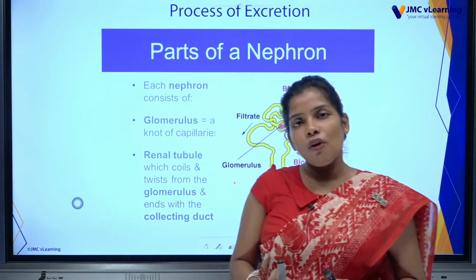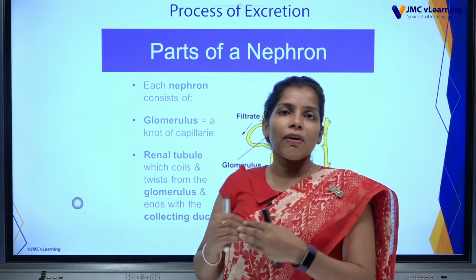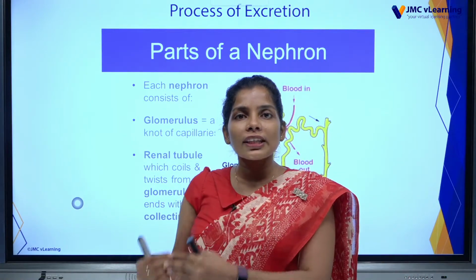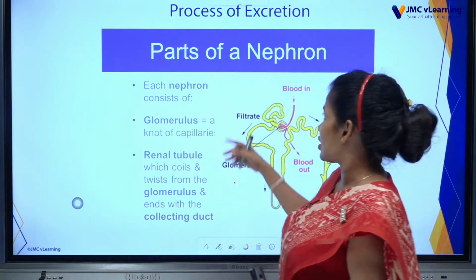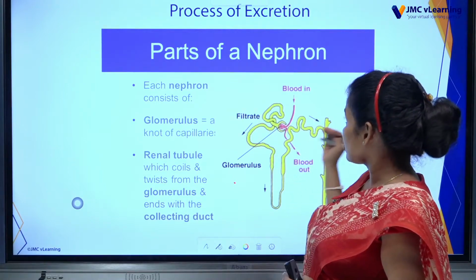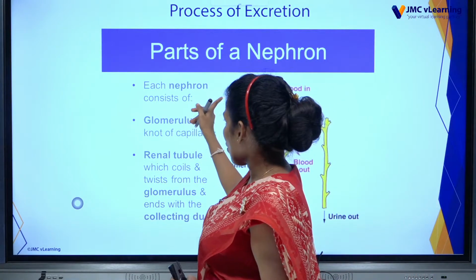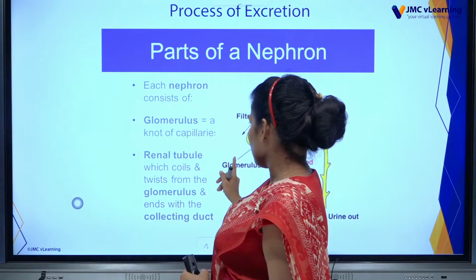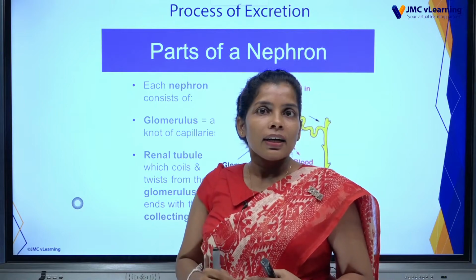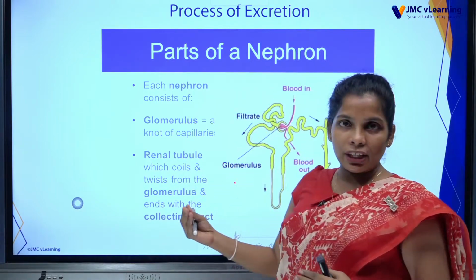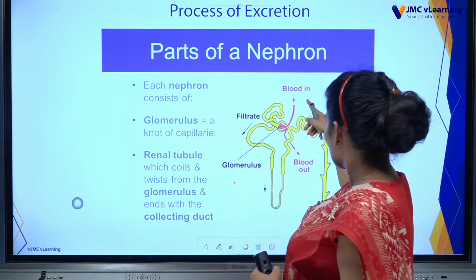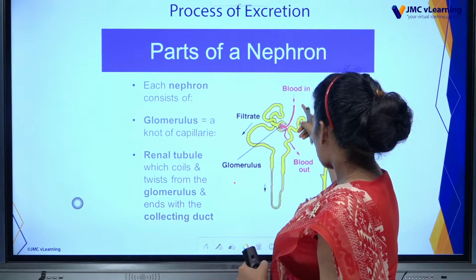Now you already know about the digestive system and the respiratory system. Now we are going to discuss the process of excretion. These are the major parts of excretion. What are they? Nephron and renal tube. Those are the major parts, and here I am not discussing other parts. Here is what each nephron consists of. So you can see how the blood passes through it.